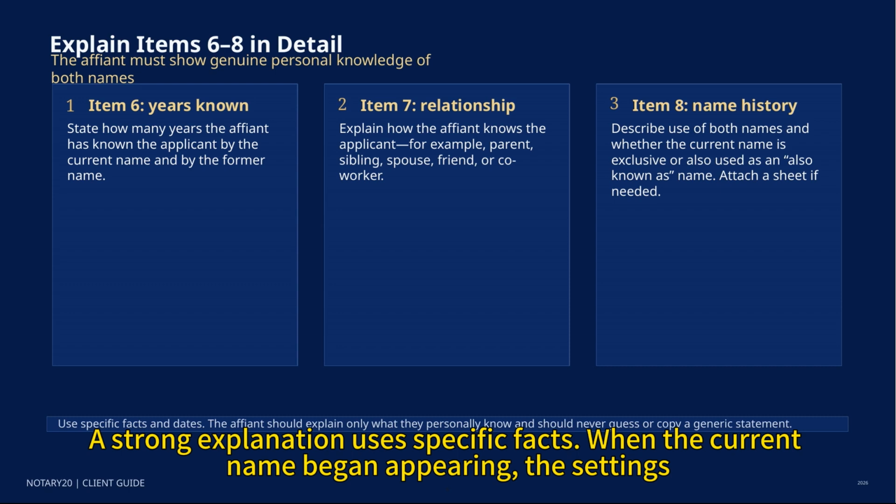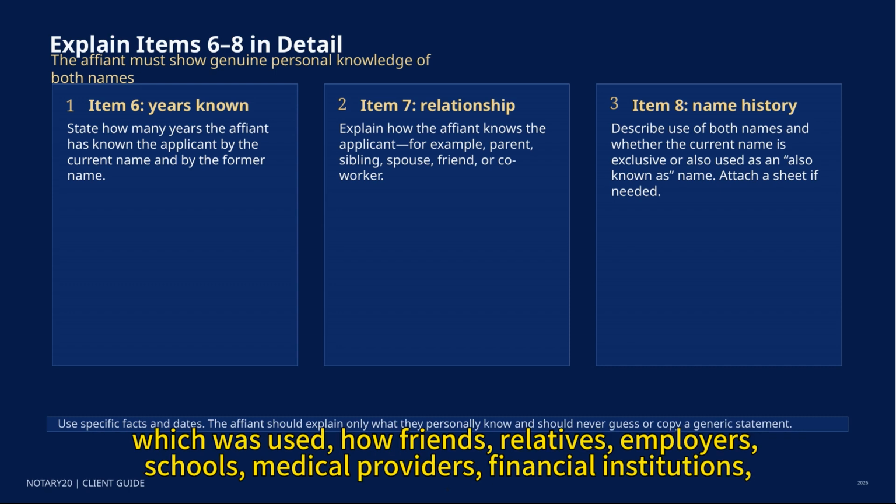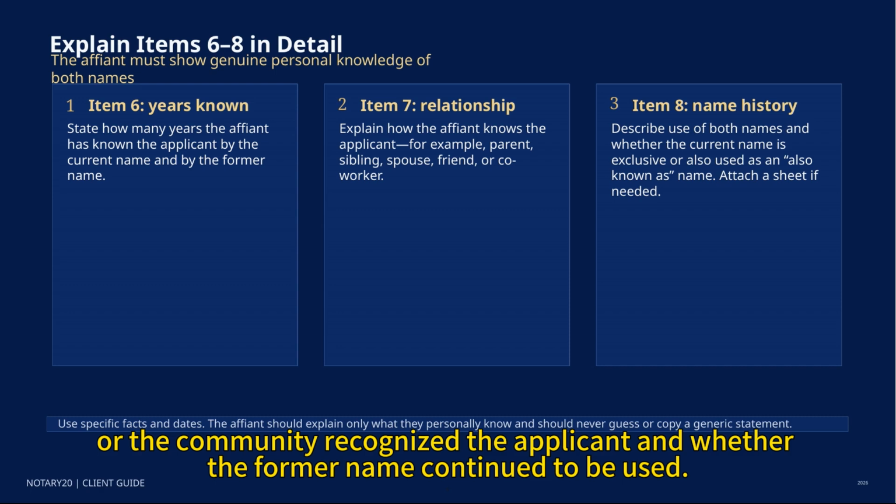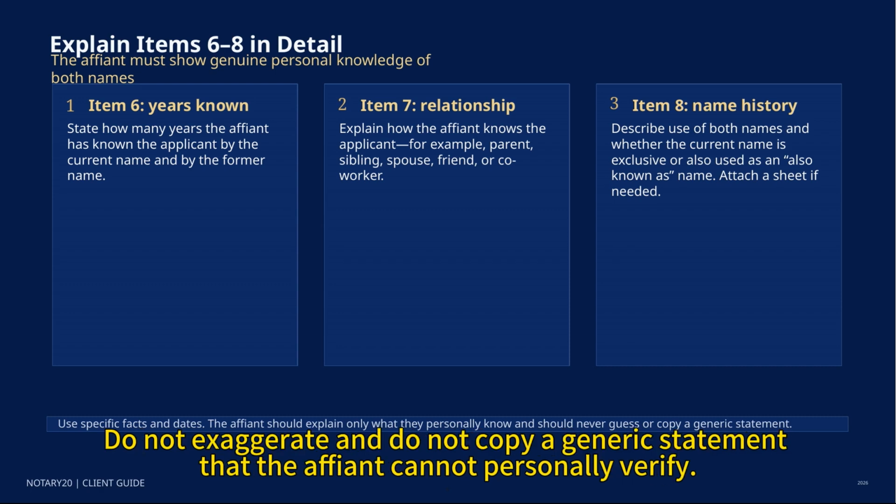Include when the current name began appearing, the settings in which it was used, how friends, relatives, employers, schools, medical providers, financial institutions, or the community recognized the applicant, and whether the former name continued to be used. Do not exaggerate and do not copy a generic statement that the affiant cannot personally verify.